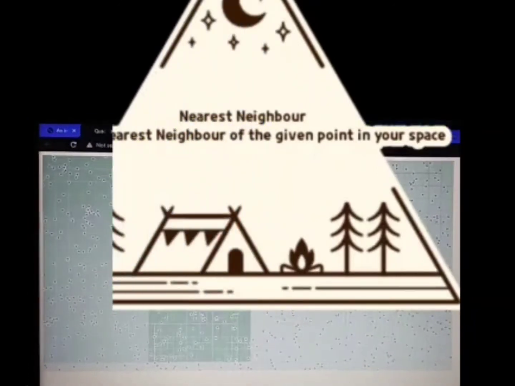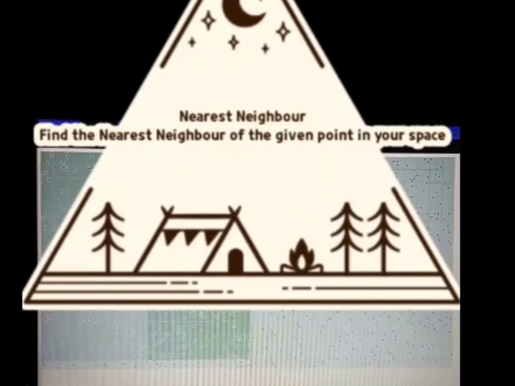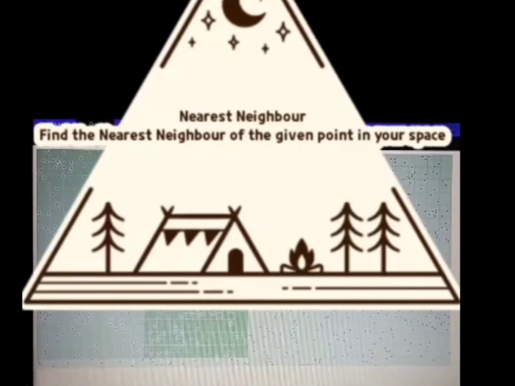So this is the second basic application of the Quadtree. In this problem, we are supposed to find the nearest neighbor of the given point. As the input, we will be given the x coordinate and y coordinate for the particular point. Now, this visualization is built by Patrick Surrey, and we are using it for educational purposes.